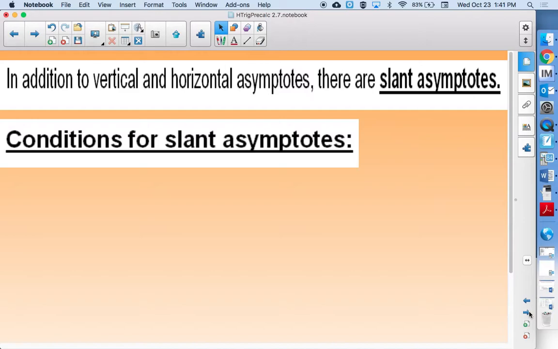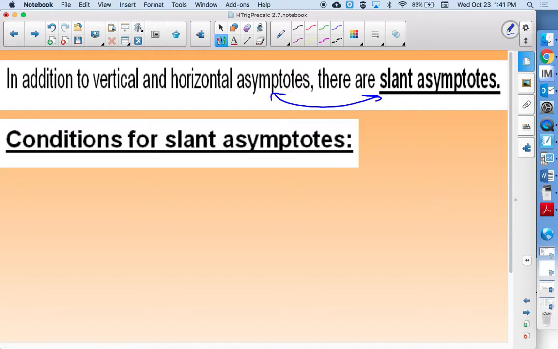So at the top of page 54, the little statement says, in addition to vertical and horizontal asymptotes, there are also slant asymptotes. These two, you will never have both. You either have one or the other, because a slant asymptote only happens in a certain condition. So there will not be a horizontal asymptote if there's a slant asymptote.